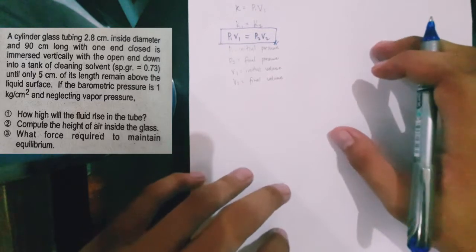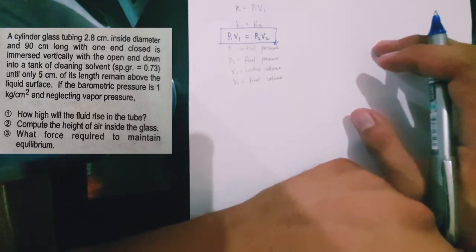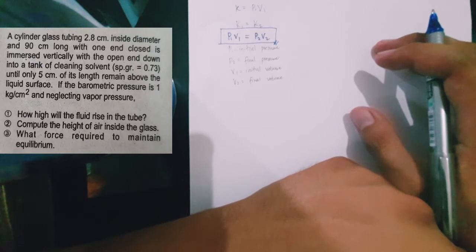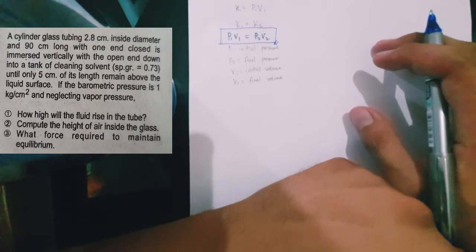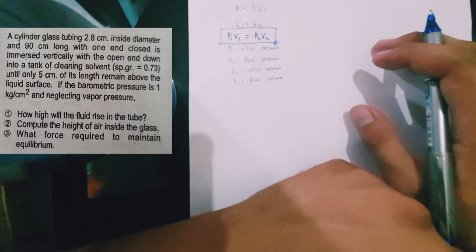A cylinder, glass tubing 2.8 centimeters inside diameter and 90 centimeter long, with one end closed, is immersed vertically with the open end down into a tank of cleaning solvent, specific gravity 0.73, until only 5 centimeter of its length remain above the liquid surface. If the barometric pressure is 1 kilogram per cm squared and neglecting vapor pressure, number 1, how high will the fluid rise in the tube? 2, compute the height of the air inside the glass. And number 3, what force required to maintain equilibrium?